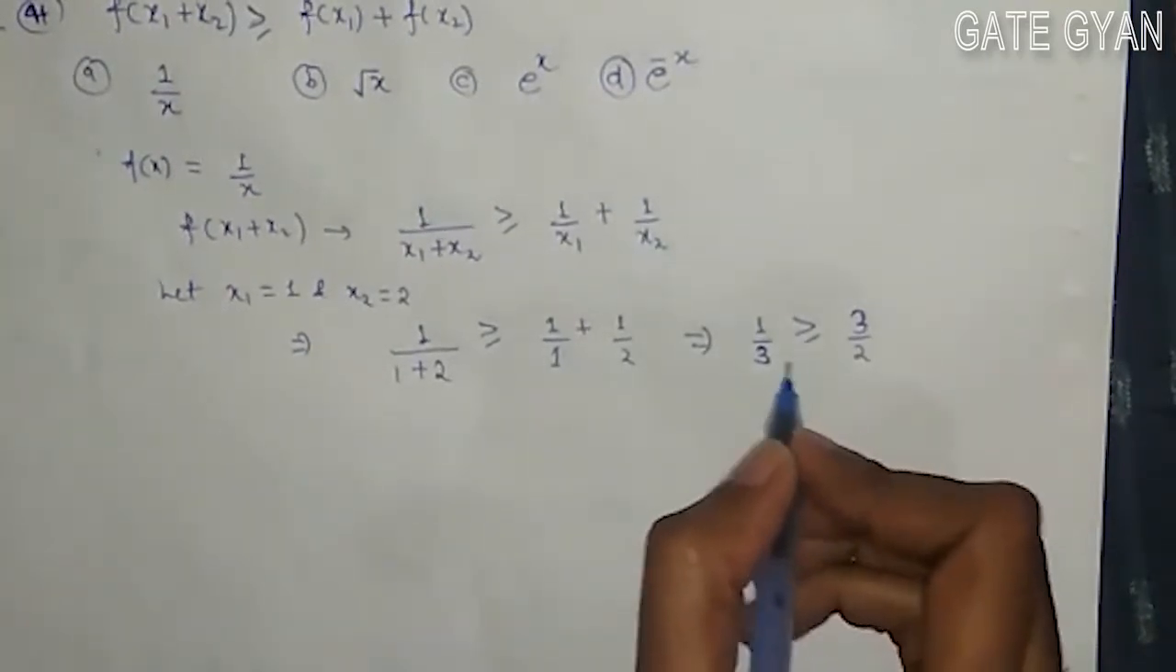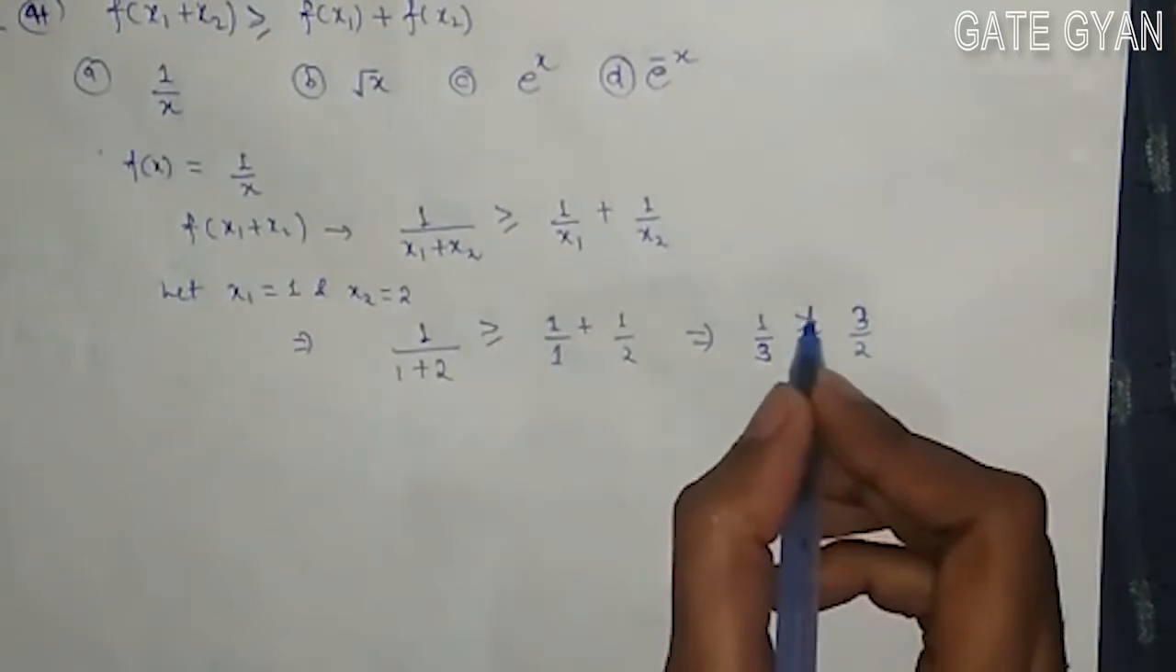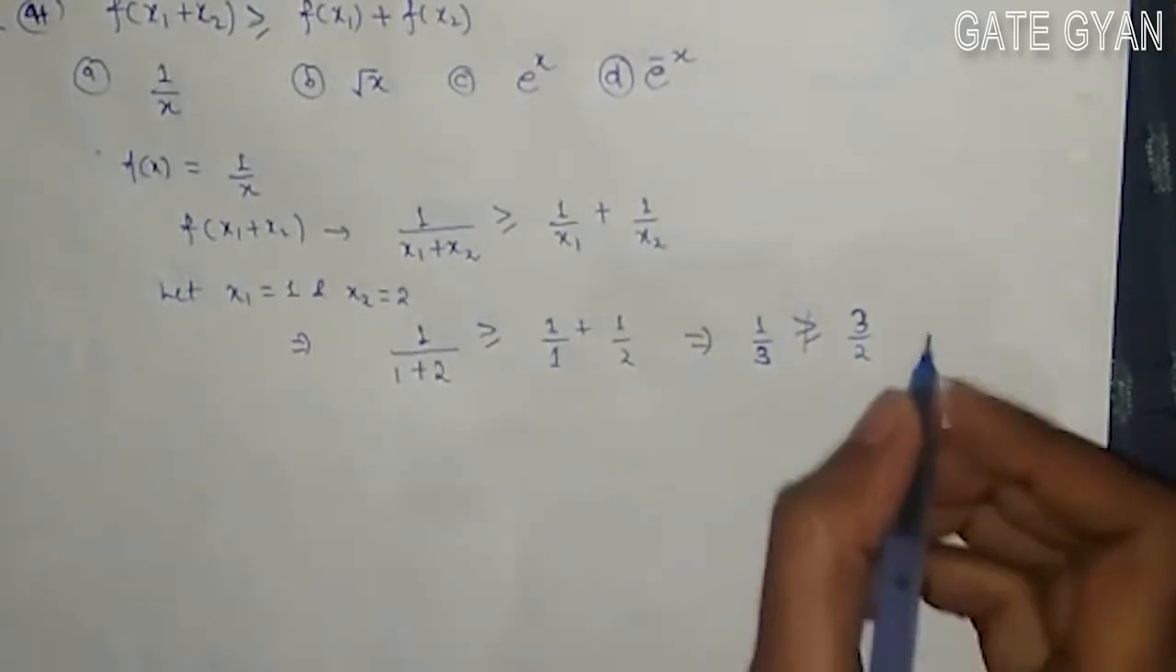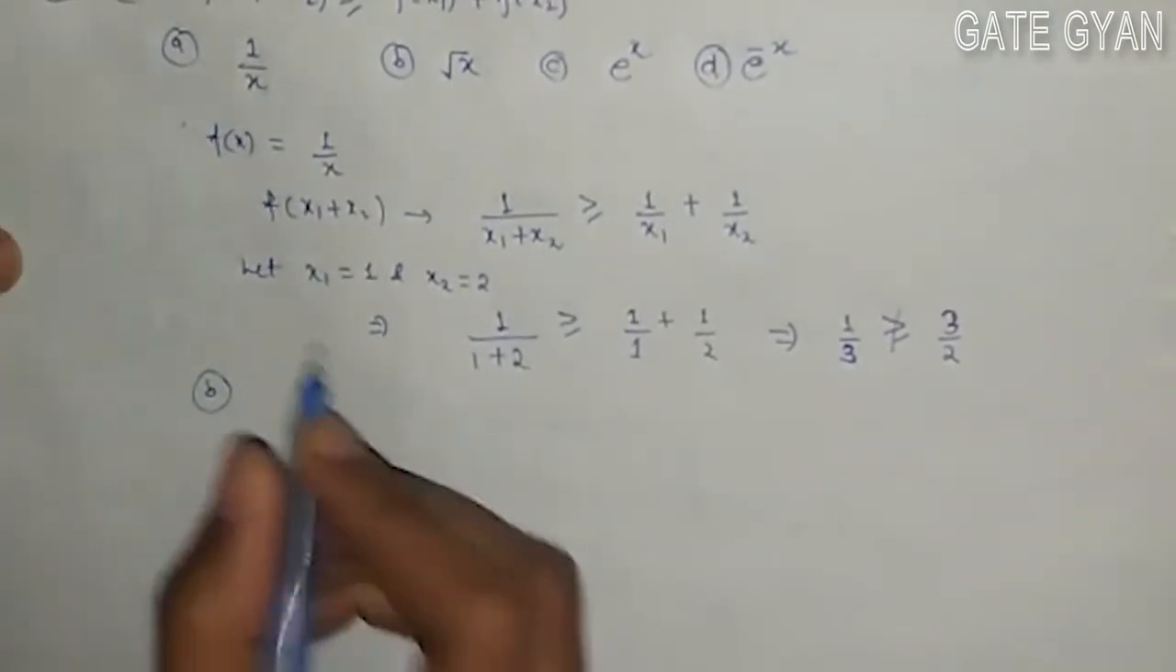And we can see that this condition is not satisfying, because 3 by 2 becomes greater than 1 by 3. So the first option is wrong. Now we'll check for the second option.